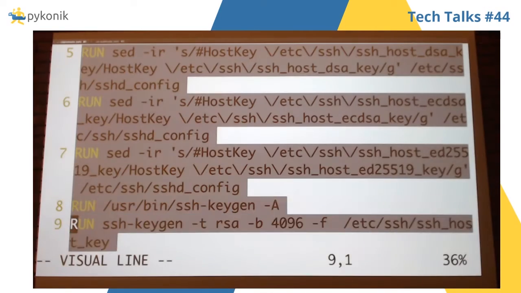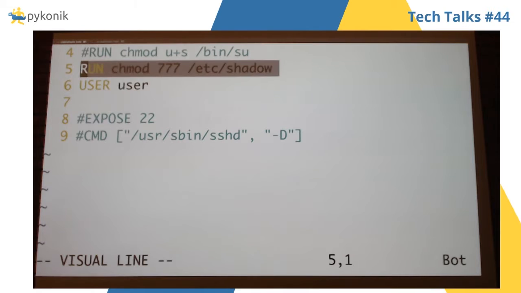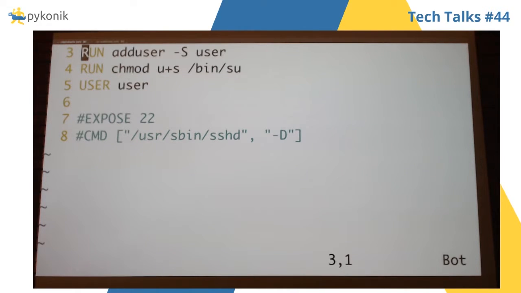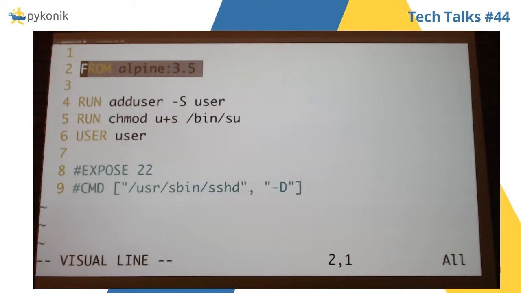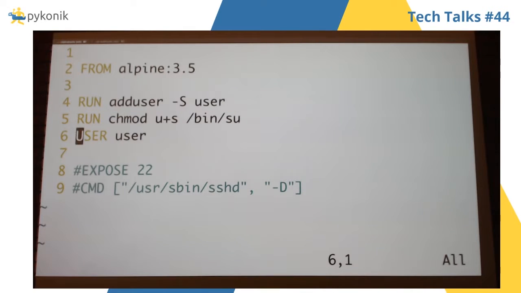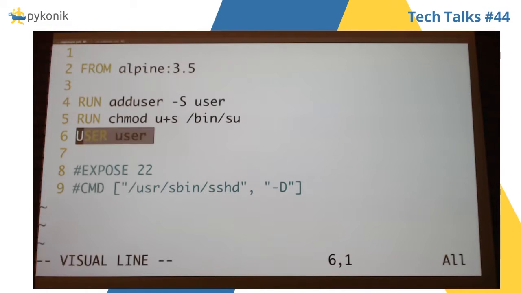Okay. Let me remove some stuff from here. Oh, maybe let me also do this, which will, in theory, make it easier. So basically, my image inherits from Alpine 3.5. Then I add a user. Then I also do chmod for /bin/su. And then I spawn the container with the user.